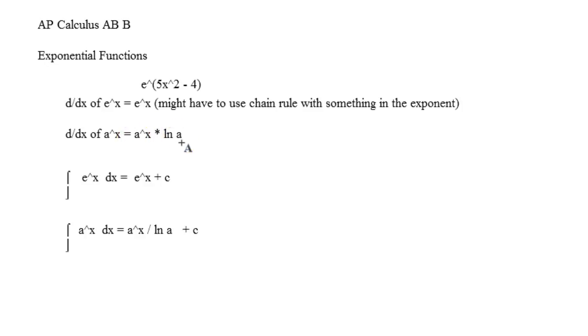Now the best way to explain how to do that is to actually do the integral of it. So first off, the integral of e to the x dx is going to be e to the x plus c. That one's pretty simple and straightforward. Now this one is actually really cool. If you do the integral of some other number to the x power dx, you get that number to the x power divided by the natural log of that number plus c.